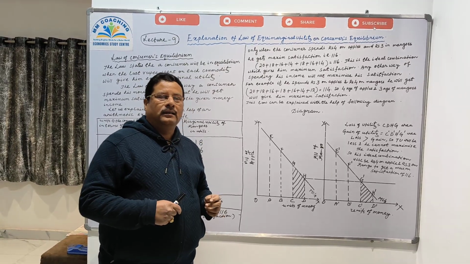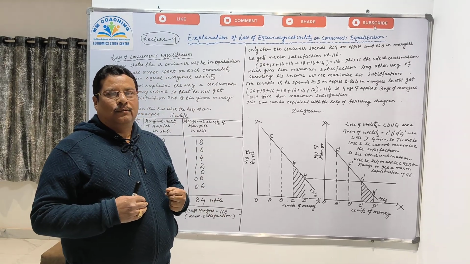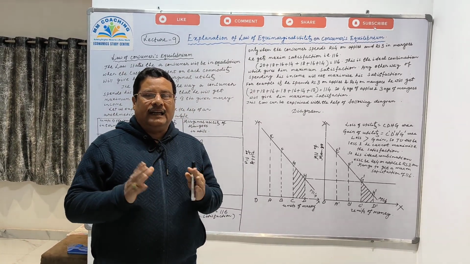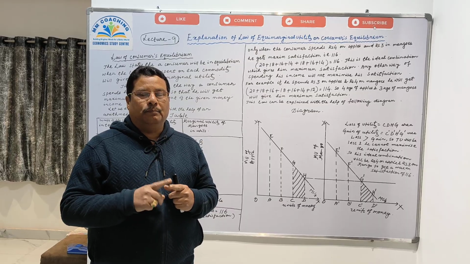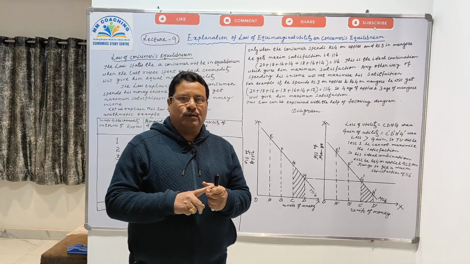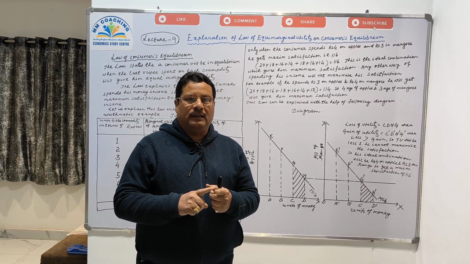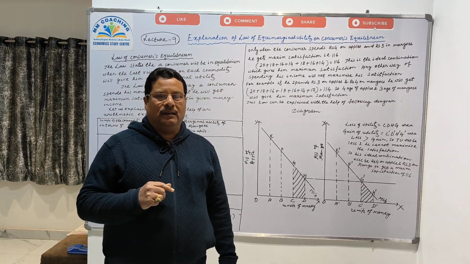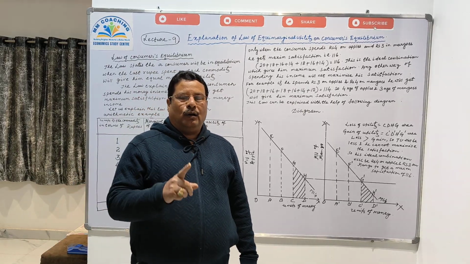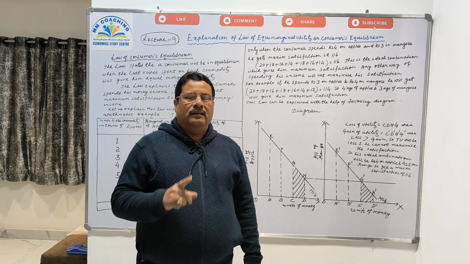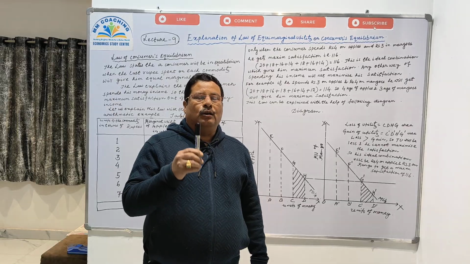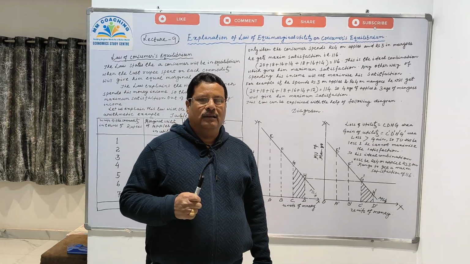Yesterday I taught you in detail about the four names of Law of Equi-Marginal Utility. What are the four names? Number one, Law of Equi-Marginal Utility, Law of Proportionality, Consumer's Equilibrium, and Law of Substitution.